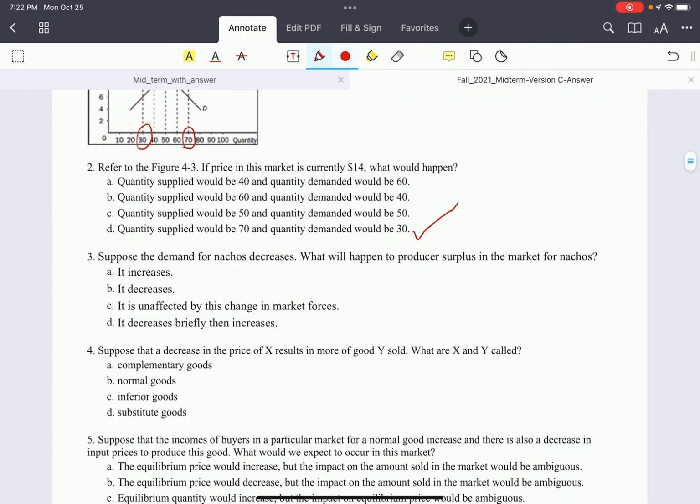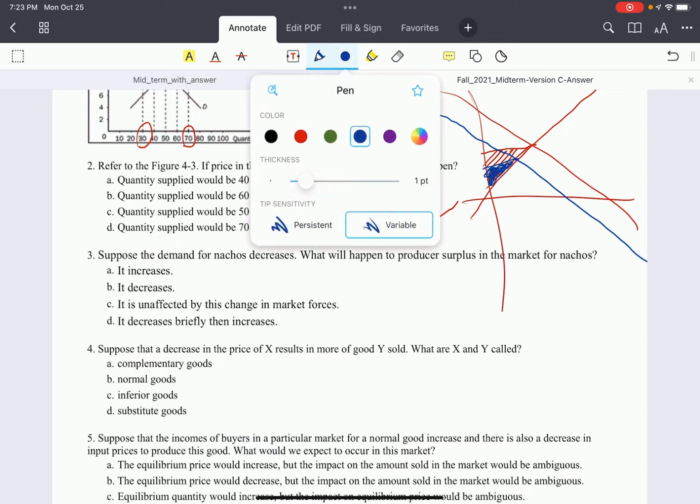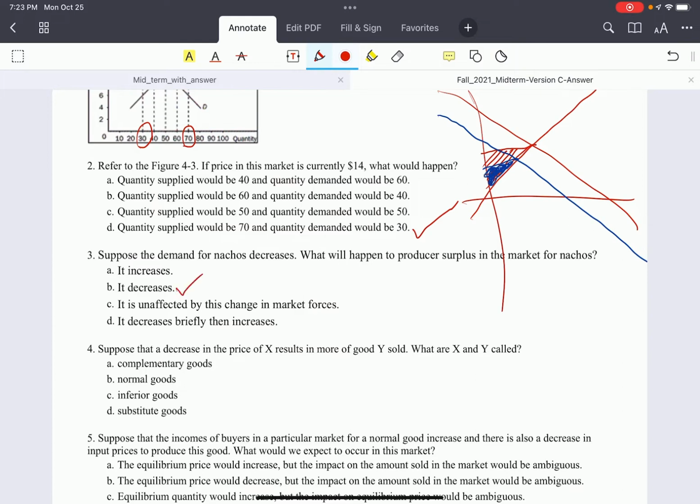Suppose the demand for nachos decreases, what will happen to producer's surplus? We know that if demand decreases, then price and quantity will decrease. So if you draw the picture, you can see that if the price is here, then this is the producer's surplus. And then if there is a lower price, right, let's say demand decreases, then producer's surplus will be just this blue triangle. So basically producer's surplus would decrease. So you should choose B here.